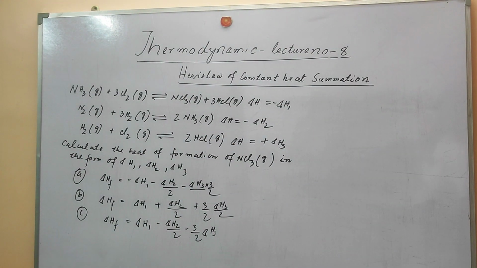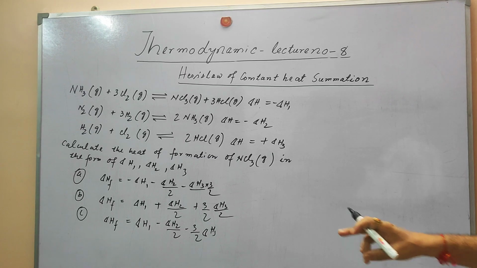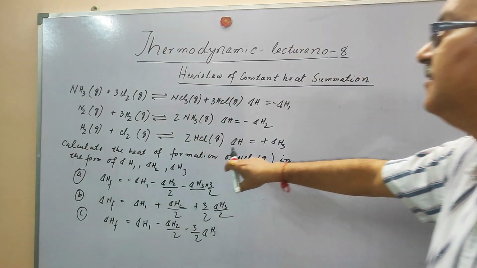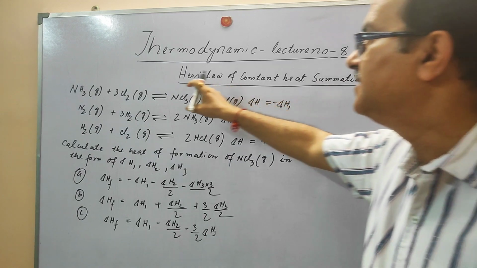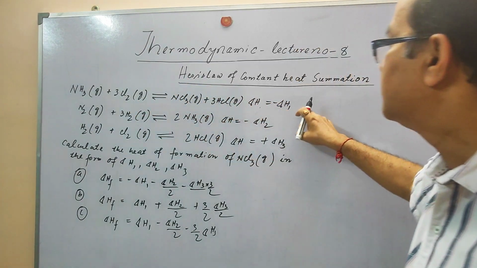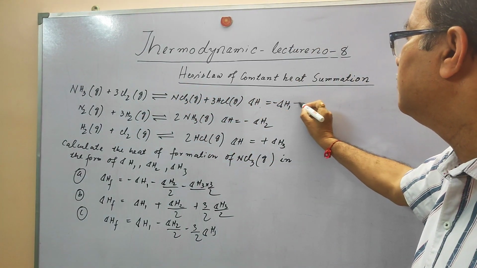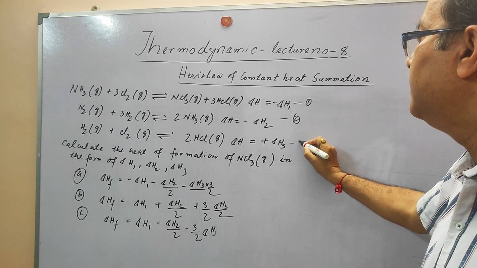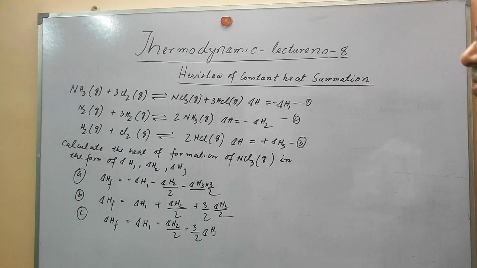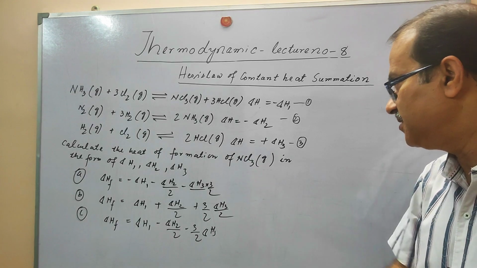Now we can see from Hess's law how we can solve this problem. You have to calculate the heat of formation of NCl3 gas in terms of these enthalpies. The enthalpies of some other reactions are given: reaction number 1, reaction number 2, and reaction number 3. From these you have to calculate the enthalpy, or heat of formation, of NCl3.